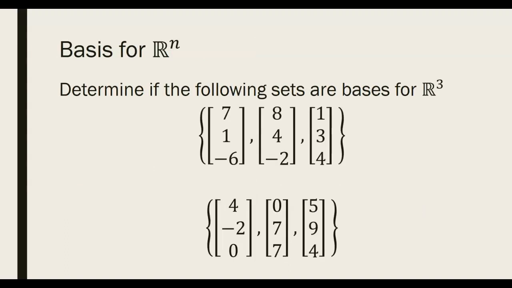Now I want you to do the same thing for these two sets of vectors. I want you to try to create a matrix A where the columns are those vectors. See what it row reduces to. If we have a 1 in each row, if we have a pivot position in each row, then that means we have the right span. If we have no free variables, then we're linearly independent. So go ahead, push pause, and do that.